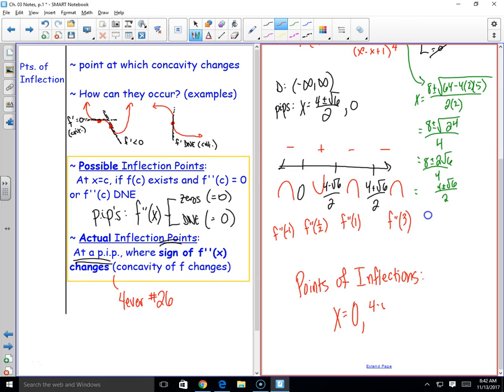Also, but what about that guy? No, because there's no change. There has to be a sign change. If I wanted the actual point, I go back and plug in and find my y.